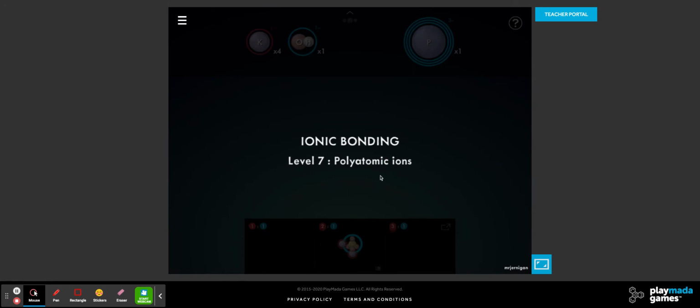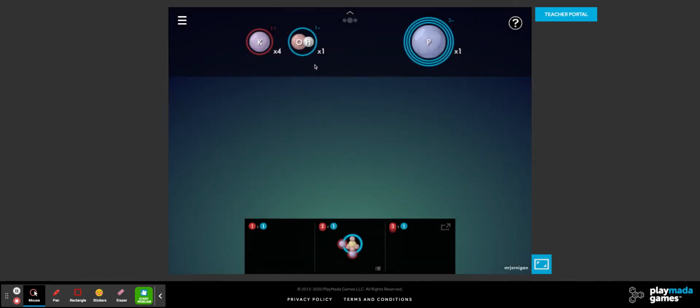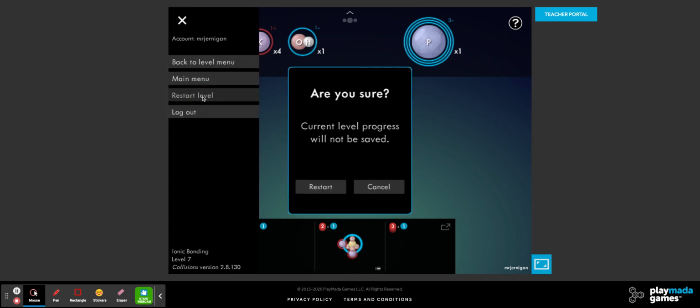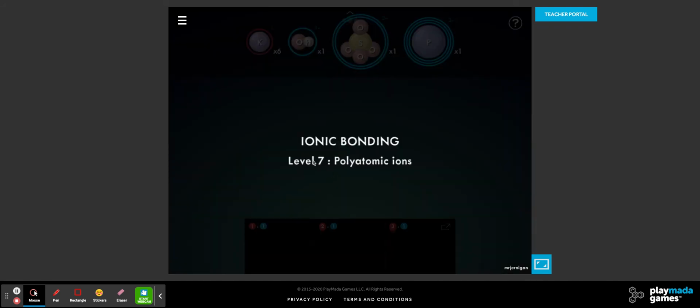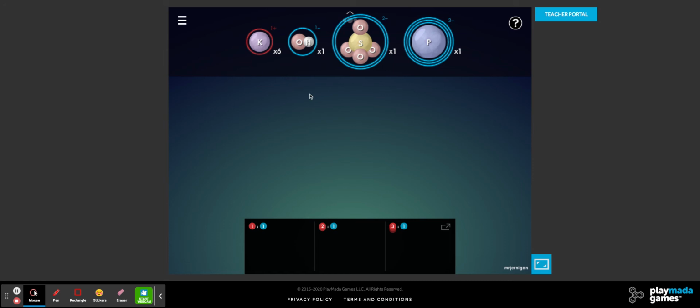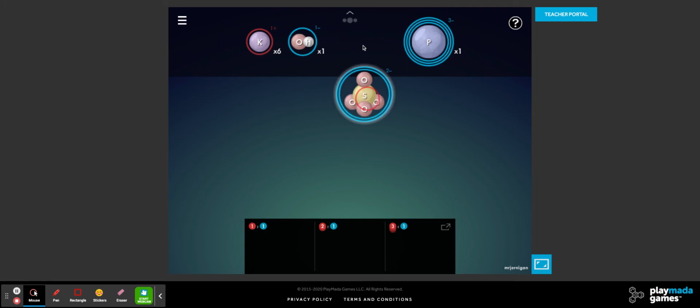Now, when it comes to something called a polyatomic ion, I don't want you to get all confused about a polyatomic ion because it's nothing more than an ion. It is just a group of atoms that make up a charge. So when we do polyatomic ions, for example, let me restart this level. We're going to make a compound that's, let's say, 2 positive to 1 negative. That means that my 1 negative has to be -2.